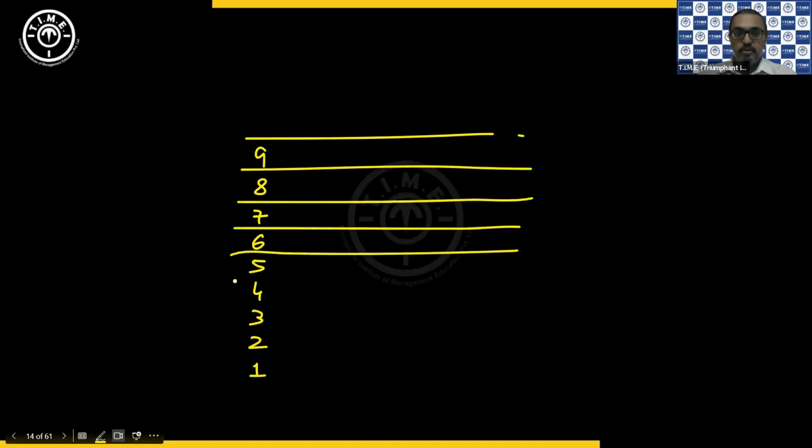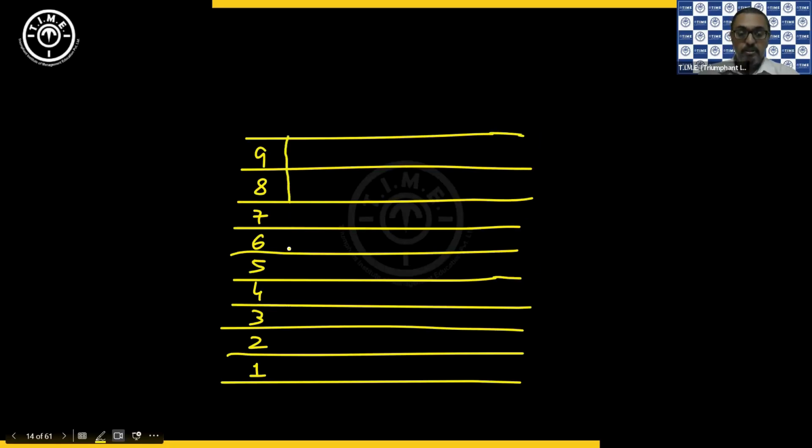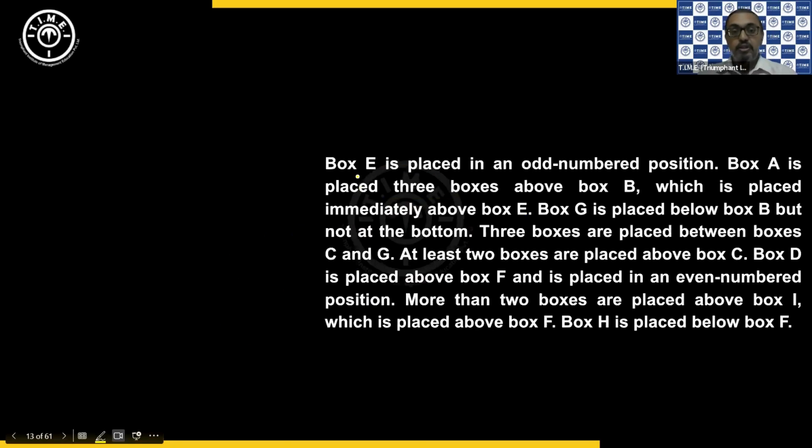Okay, so 9 boxes. The bottommost box is numbered 1. Then the box above 1 is numbered 2, and so on until the topmost box is numbered 9. So that is how the boxes are arranged. Okay. Now further, what he says: E is placed in an odd numbered position.